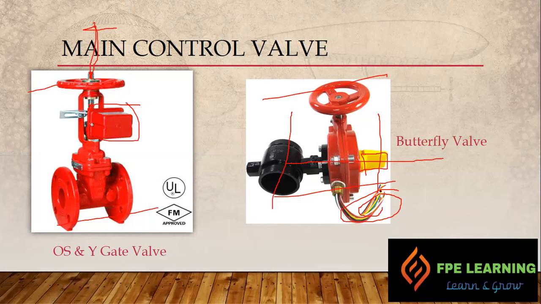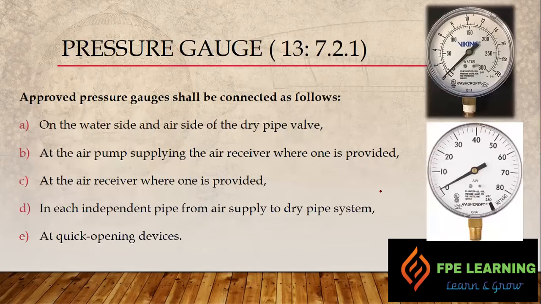Just for information, all the requirements of closure in 5 seconds, supervision and indicating should apply to the butterfly valve also. The basic difference is regarding the space requirement and the supervision and indicating type. That's it. Okay, moving on to the pressure gauge, right?